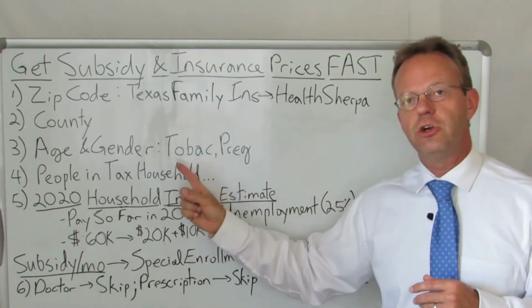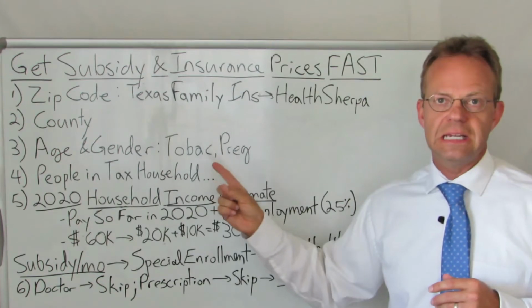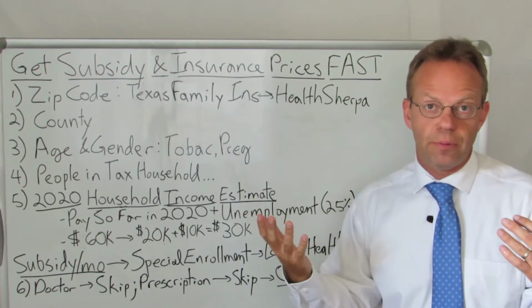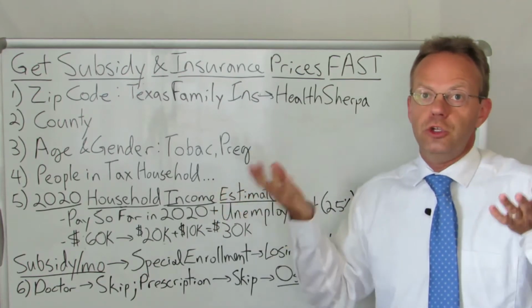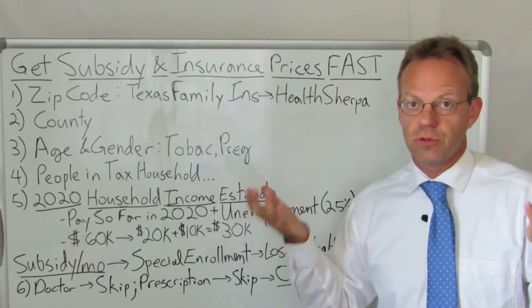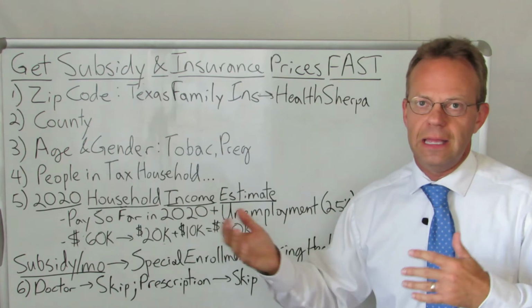Now, it's also going to ask you about tobacco use and pregnancy. And look, this is anonymous. You've only put in your zip code. You can answer those if you want, or if you would rather leave them blank, you can do that too, just to get through it fast. And then you can come back later and fill it in if you want.